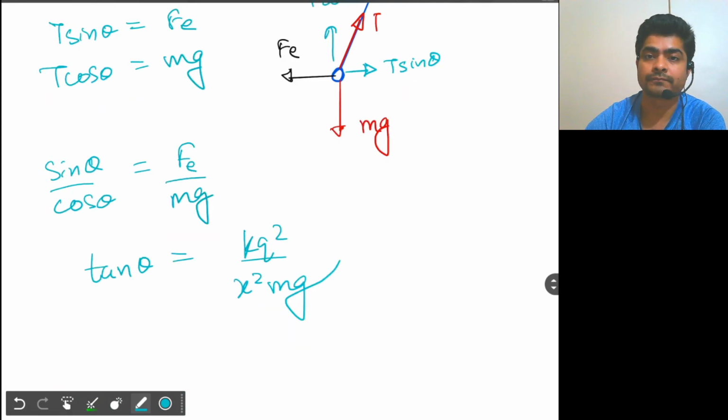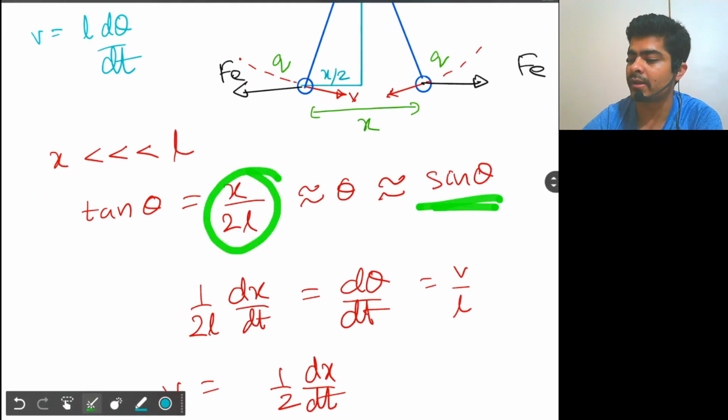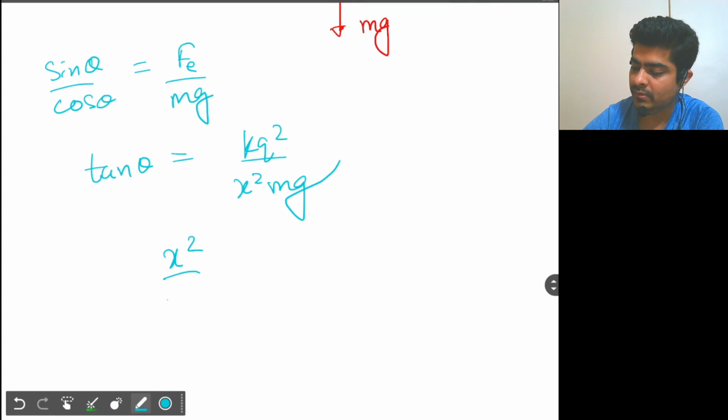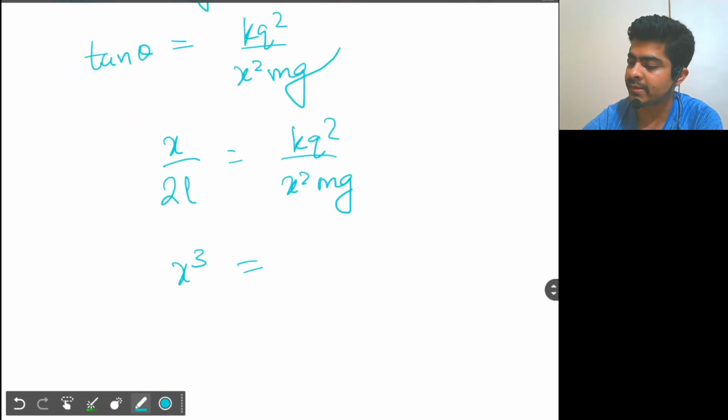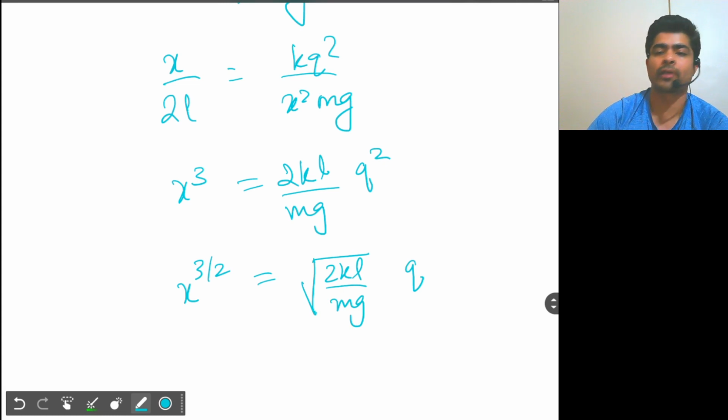Now we just compare that sine theta is x by 2l, but for small angle sine theta and tan theta are almost equal, so we get tan theta is x by 2l. So we replace that over here. x by 2l is equal to kq square by x square mg, or x cube is equal to 2kl by mg times q square. Now, what do we get from here? x power 3 by 2 will be root of 2kl by mg times q. I took the square root on both the sides.